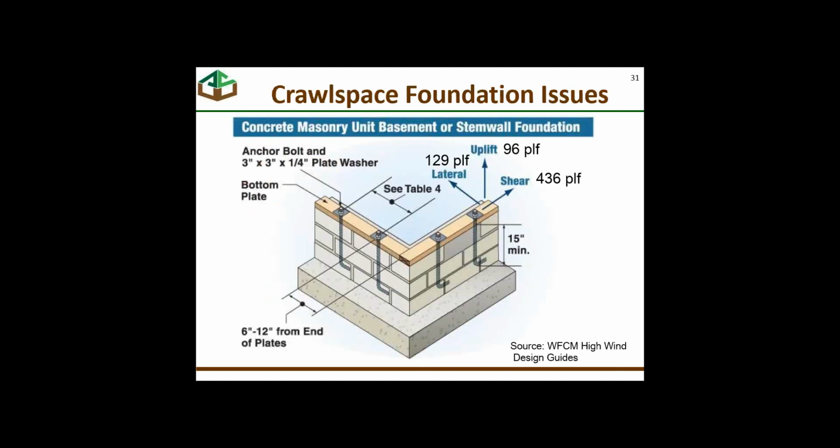All right, now let's go to crawl space foundations briefly. We have the same loads now that we had before on a pile system. Here you see the loads in pounds per linear foot. We're going to resist these loads by anchoring a sill plate to, in this case, a masonry foundation. And we're going to do that with bolts. And so typically, what does that mean for us?